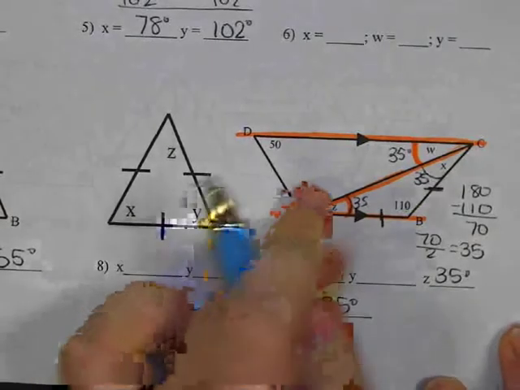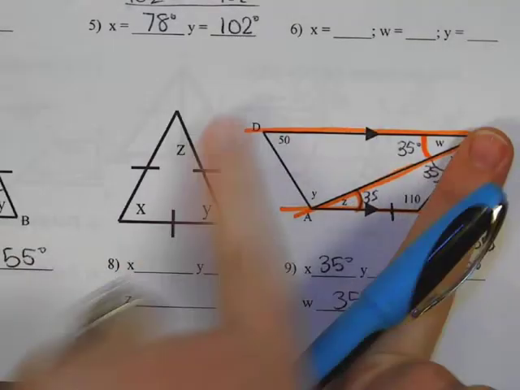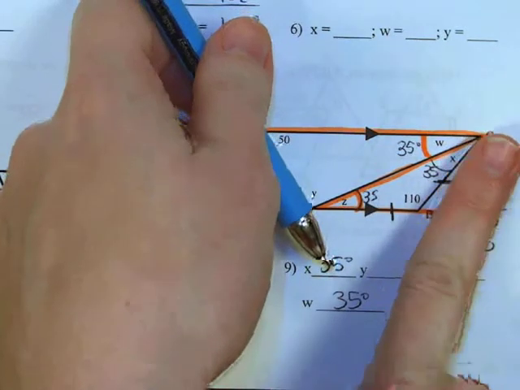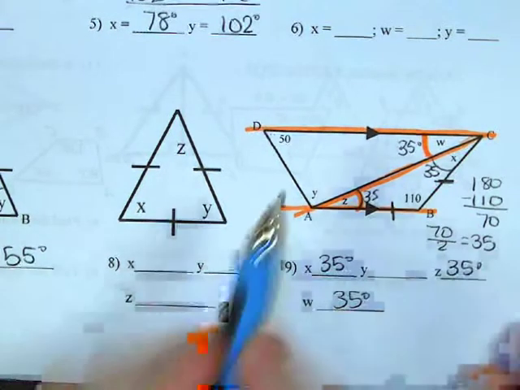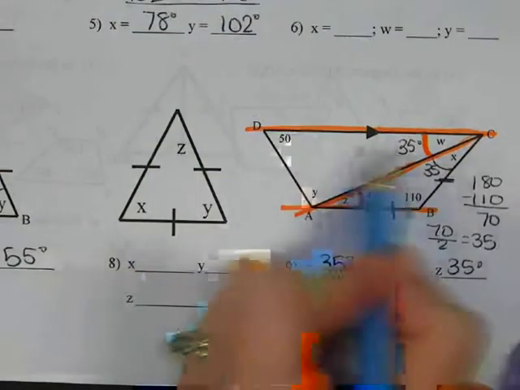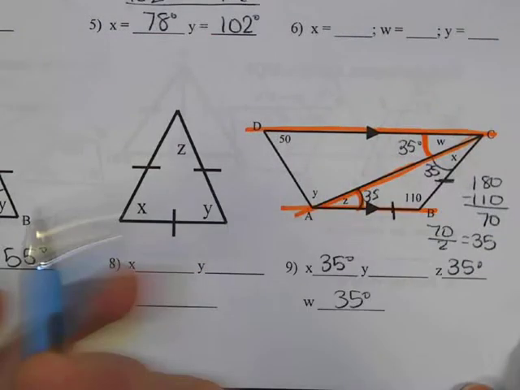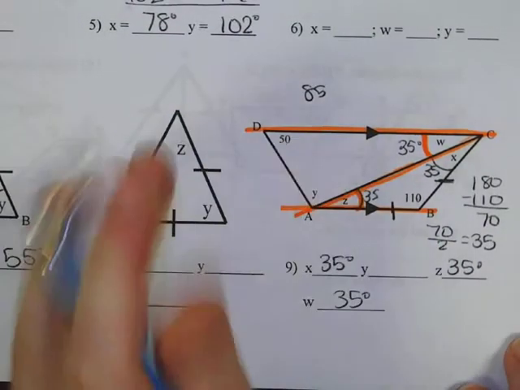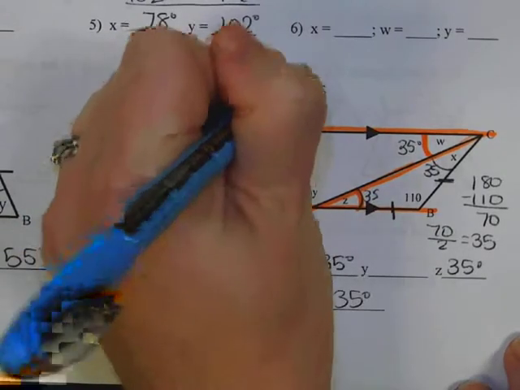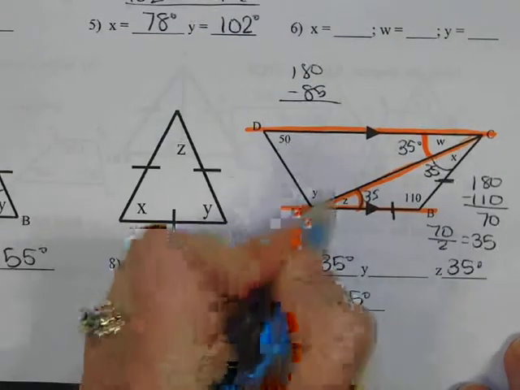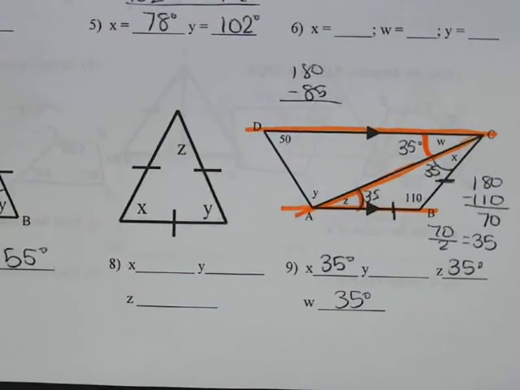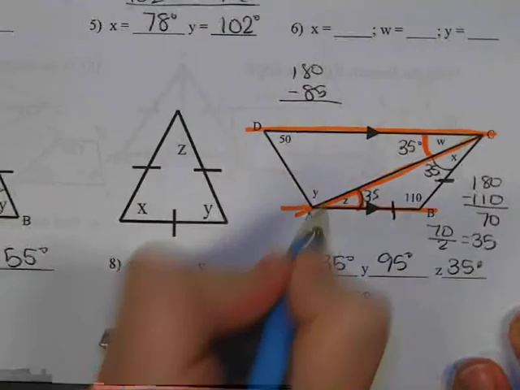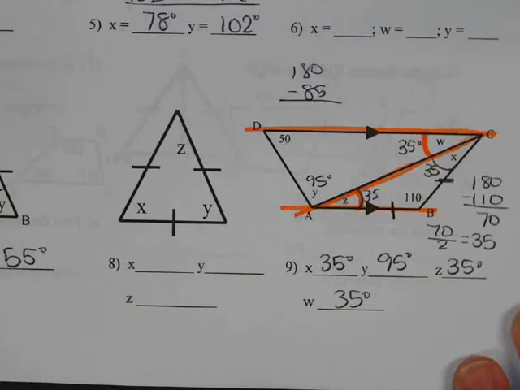Now you can't do the same with Y and X because these lines are not parallel. Because those lines are not parallel, you can't relate Y and X. However, now that we have 2 out of the 3 angles on the top triangle, I know that 50 plus 35 is 85. And if I subtract that from 180, that's going to give me this last angle measure. So 180 minus 85 is where I get that 95 degrees for Y. Okay?